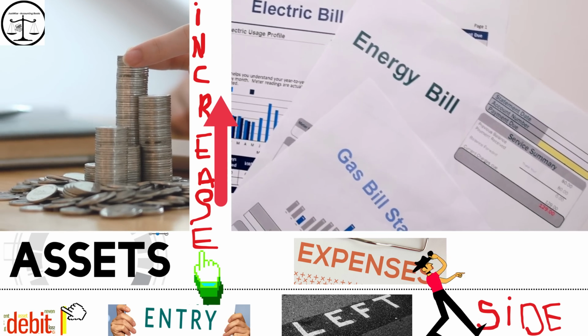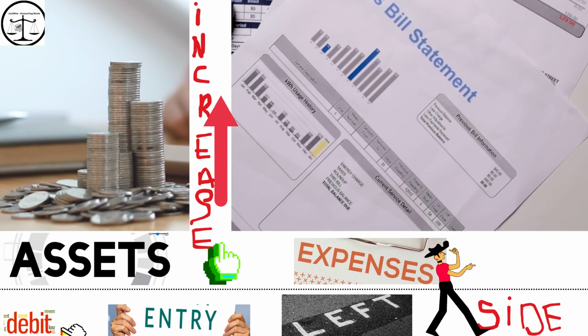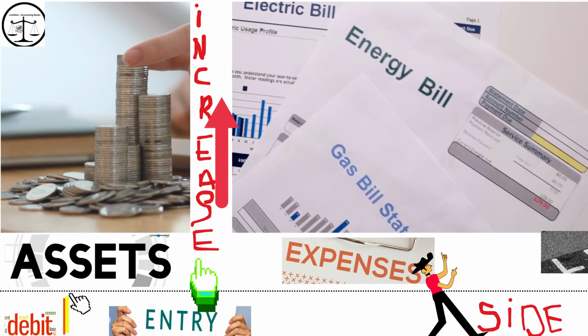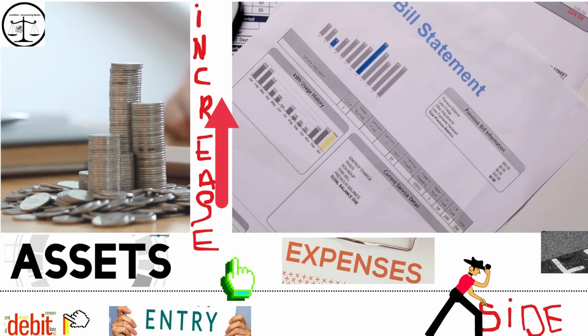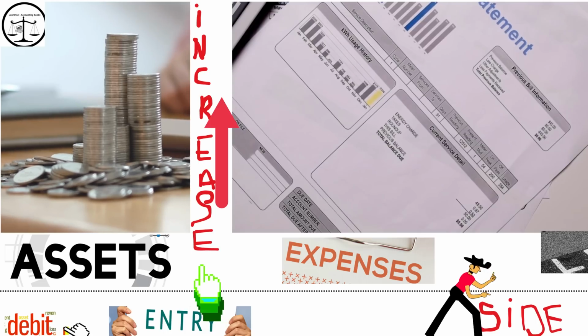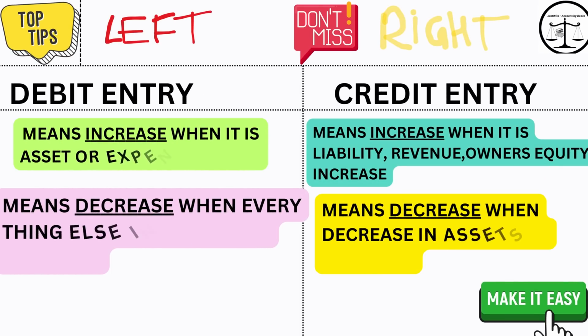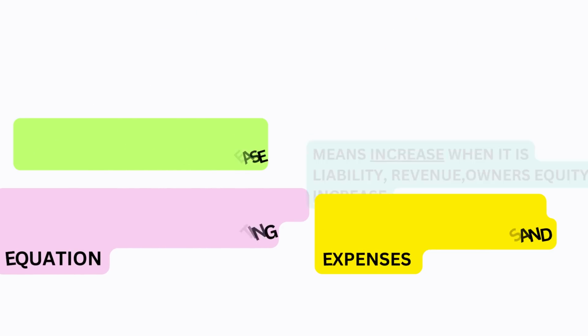I will repeat this again for you. Just remember assets and expenses from the accounting equation. That is, an increase in assets and expenses of a business is a debit entry, and a decrease in assets and expenses of a business will be a credit entry. So, in relation to increase and decrease, as we discussed before, both debits and credits can be an increase or decrease.